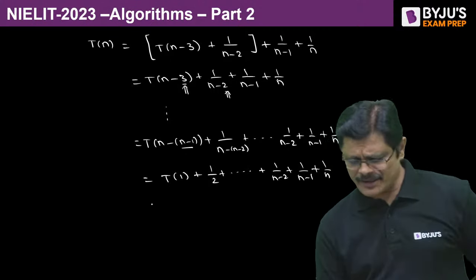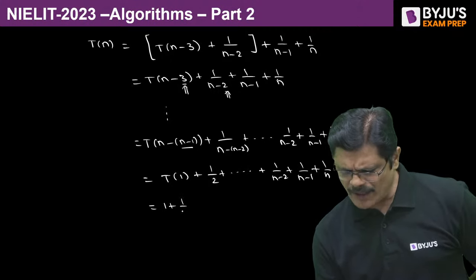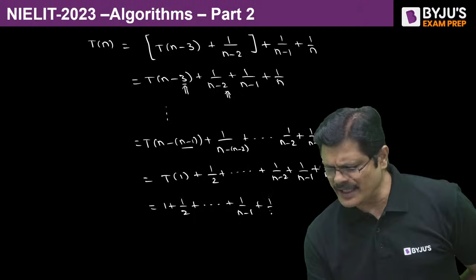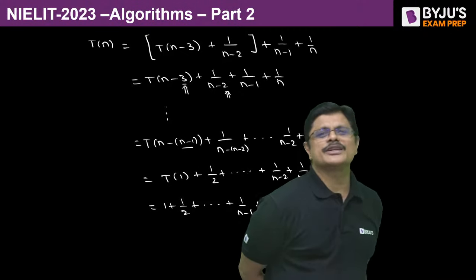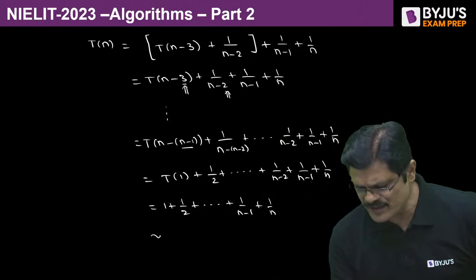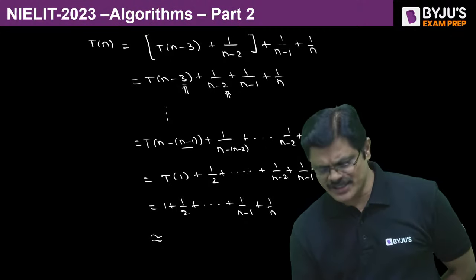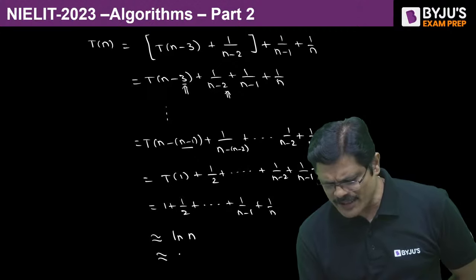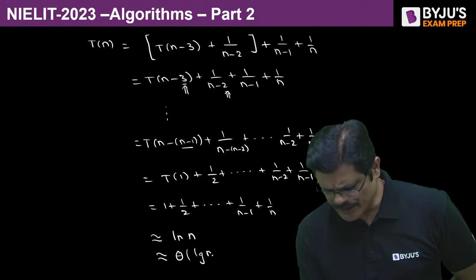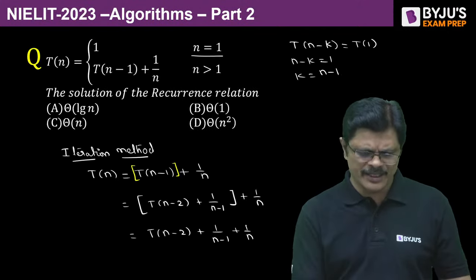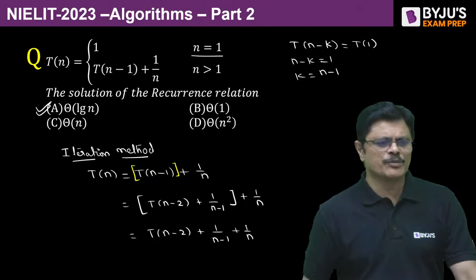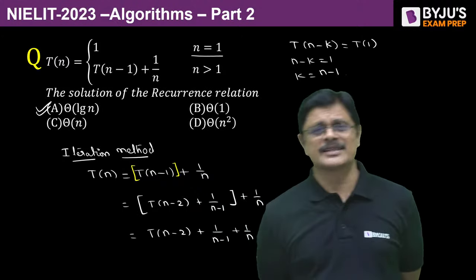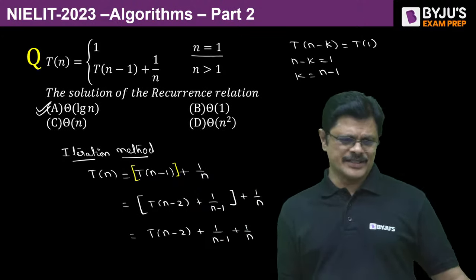Super. What is T1? This is nothing but 1. 1 plus 1 by 2 plus and so on, 1 by n minus 1 plus 1 by n, which is nothing but your harmonic series. And the sum of the first n terms of the harmonic series is given by log n approximately. Base of logarithm does not matter, therefore it is theta log n. So the correct answer for this problem is option A. Very good, Shyam Babu. Super. Perfect. That is the main idea, my dear friends, which we need to understand.